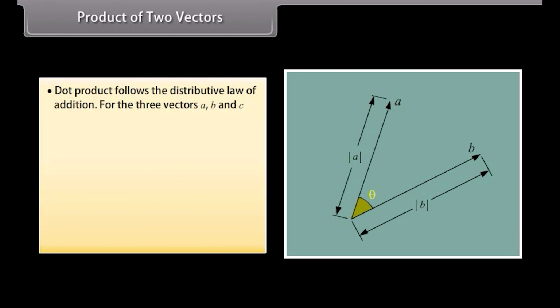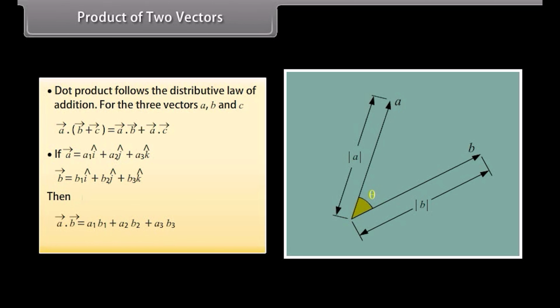Dot product follows the distributive law of addition for the three vectors A, B, and C. Dot product of vector A and vector B plus vector C is equal to dot product of vector A and B plus dot product of vector A and C. If vector A is equal to a1 cap I plus a2 cap J plus a3 cap K, vector B equals b1 cap I plus b2 cap J plus b3 cap K, then the dot product of vector A and B equals a1 b1 plus a2 b2 plus a3 b3.